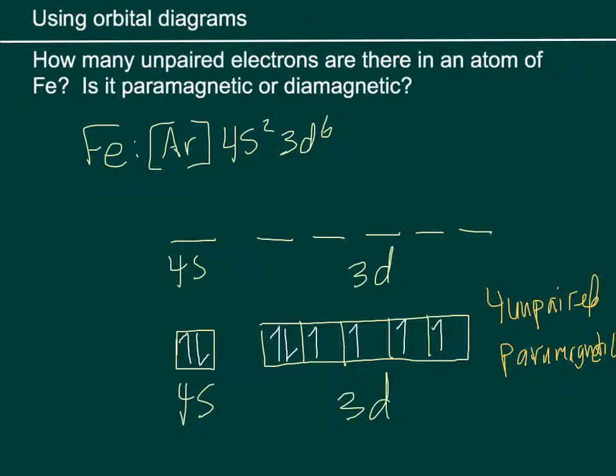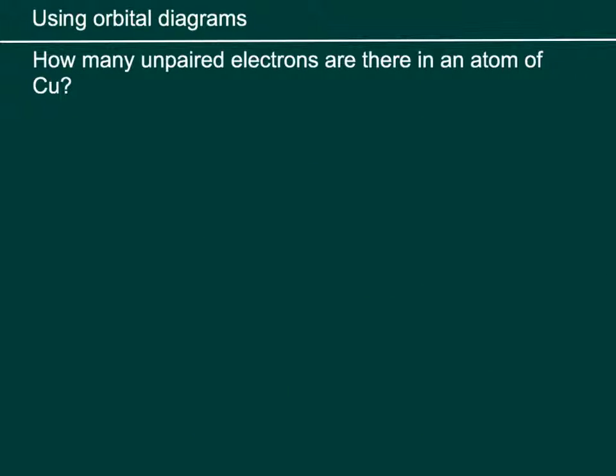In the next case, we're going to look at a different one, and we're going to see how you might deal with some exceptions. Okay, so copper: how many unpaired electrons are there in an atom of copper? If we go through and fill this out, the first thing I'm going to do is just write out the electron configuration of copper. So copper is going to be, the last thing that we filled again is argon.